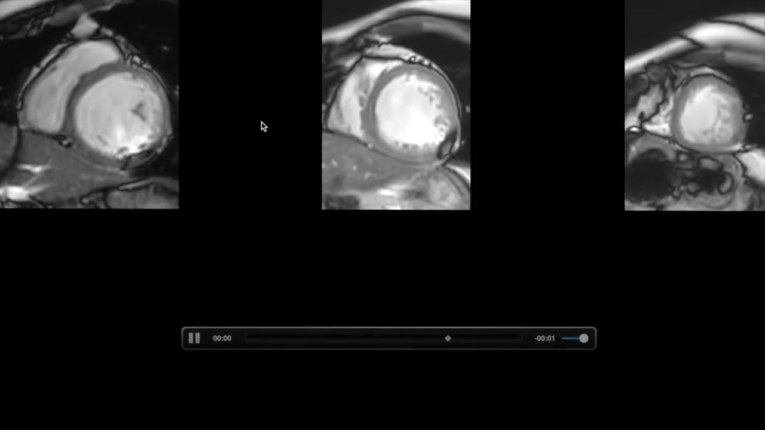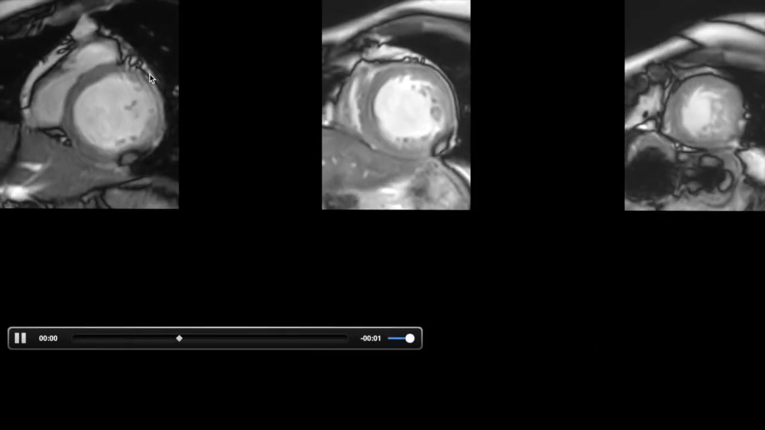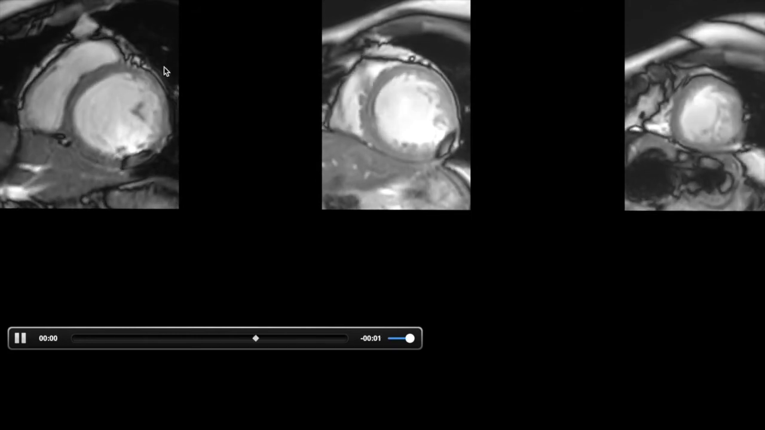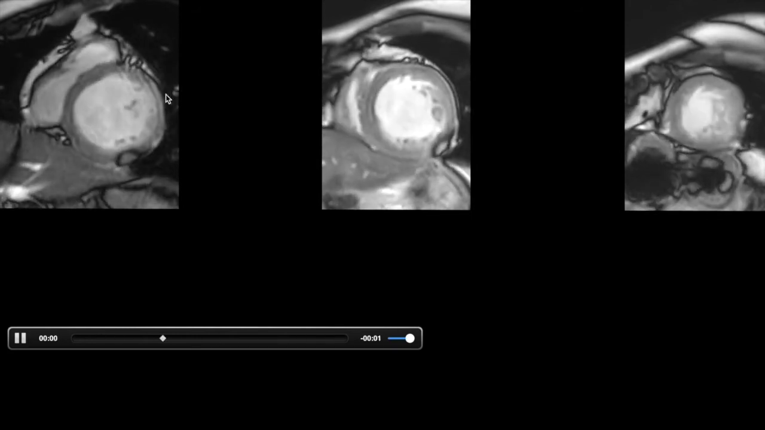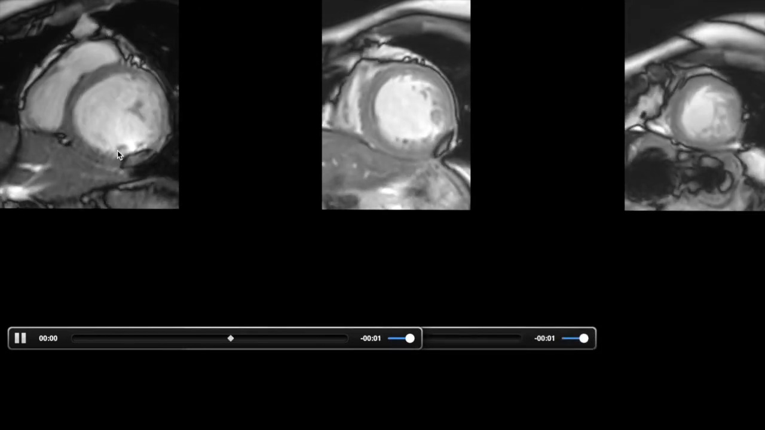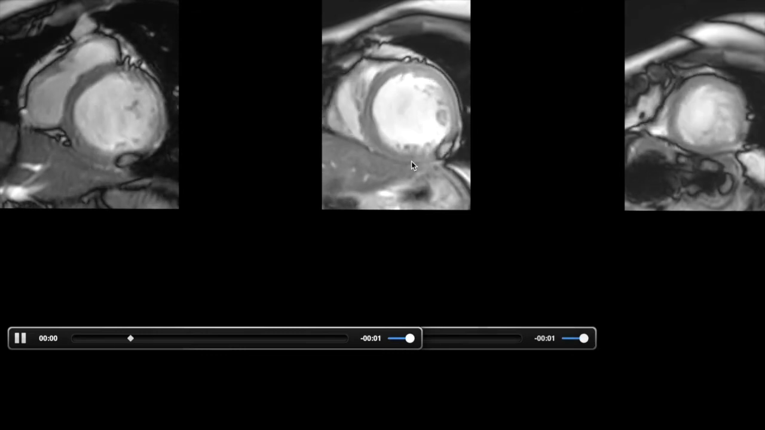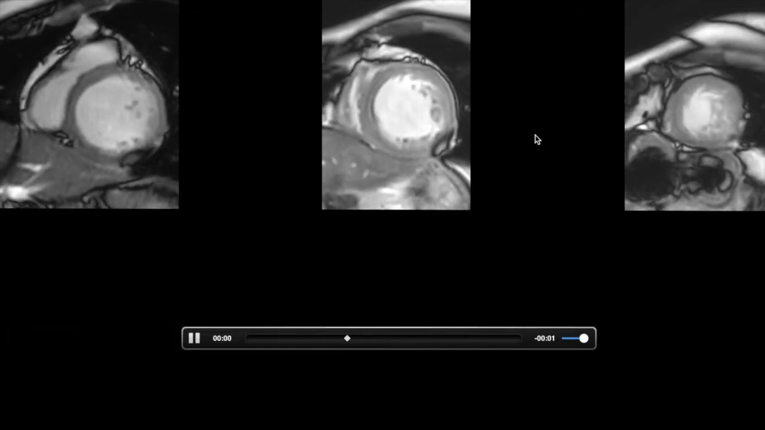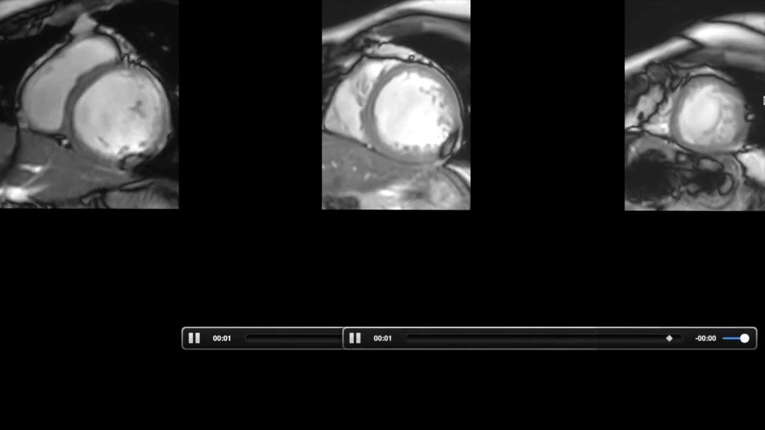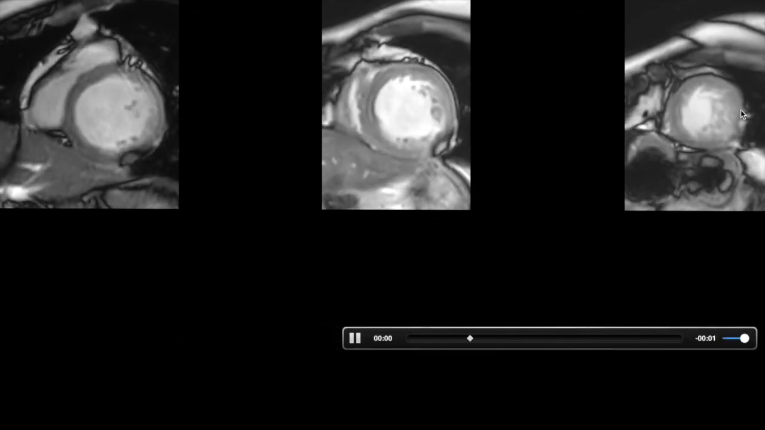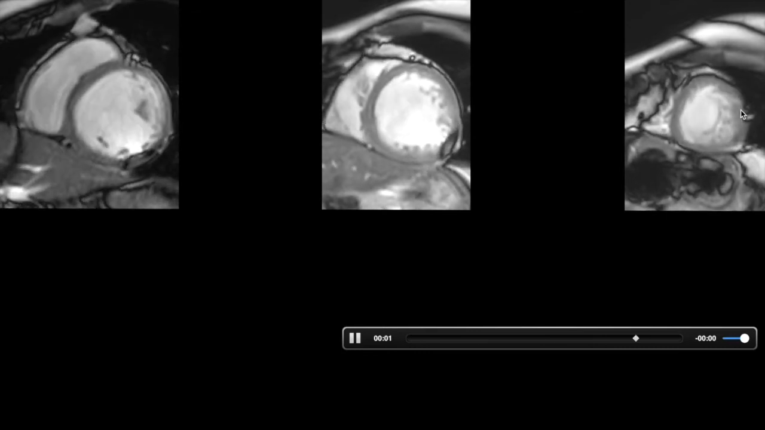Looking at the short axis images of this patient, we can see some thinning and hypokinesis of the anterolateral segment at the basal cavity level. The lateral wall is also moving less compared to the other segments. In the mid cavity as well as the apical cavity, the inferior and lateral walls are hypokinetic.